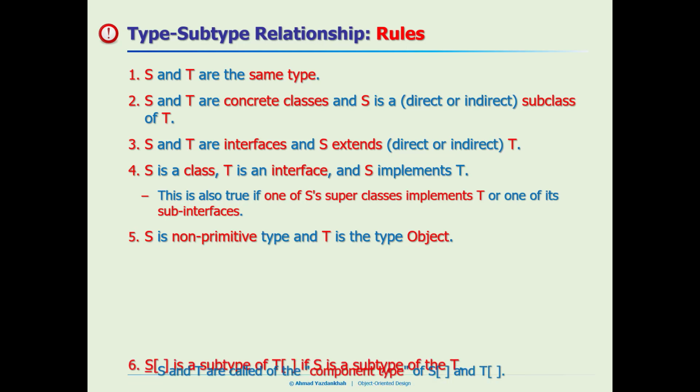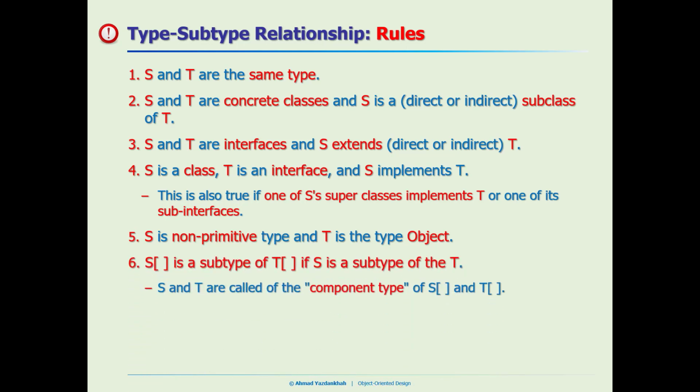Rule number 6 is regarding arrays. So if S is an array like this, and we have a T array like this, we can say this array is a subtype of this array if S is the subtype of T. We have some examples that I will talk about later. Also, there is a new term here: the S type of the array is called the component type of this array.